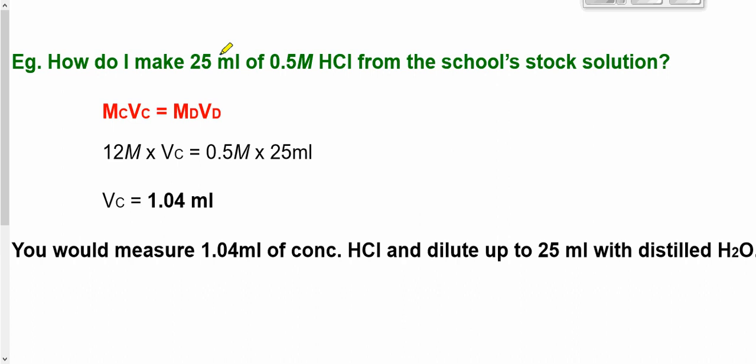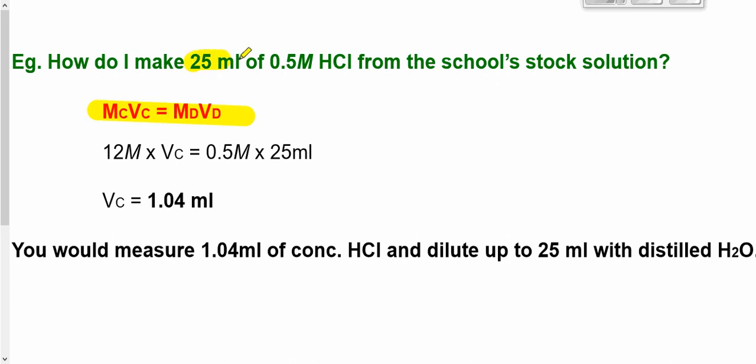Now, when it comes to doing a dilutions question, we have a formula that we're going to use. The formula is MCVC equals MdVd, where M stands for molarity and V stands for volume. C is the concentrated or stronger of the two solutions, and D is the diluted or weaker of the two solutions. We have 3 numbers that we're dealing with here.